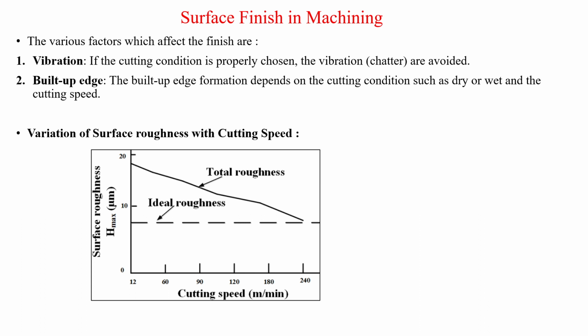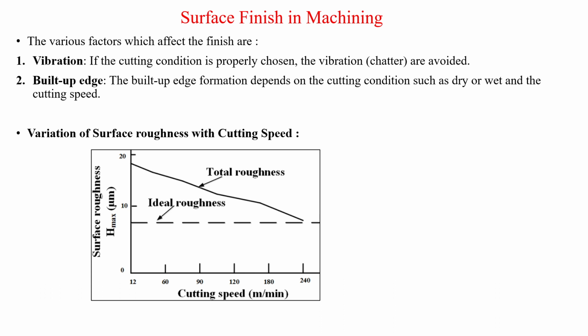Okay. Second, build-up edges. We have seen what are build-up edges. Build-up edge is a phenomenon in which, at a particular temperature and cutting condition, the material from the workpiece gets welded to the tool. Okay, so therefore the tool geometry changes and the quality of the workpiece and the finish decreases. It also depends upon the cutting condition.